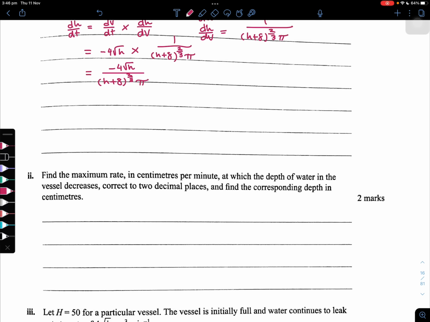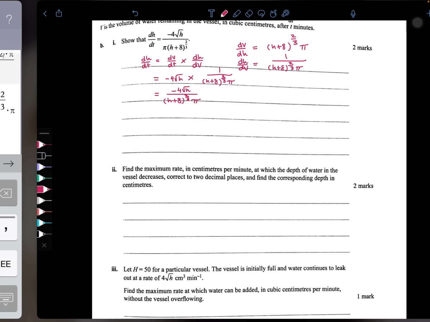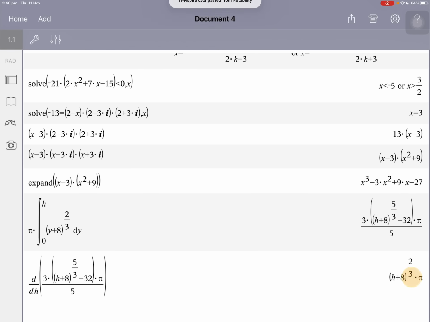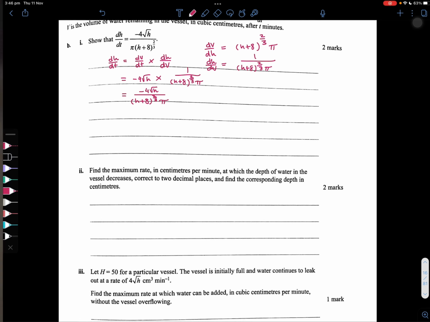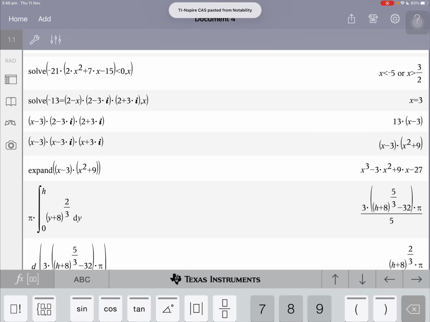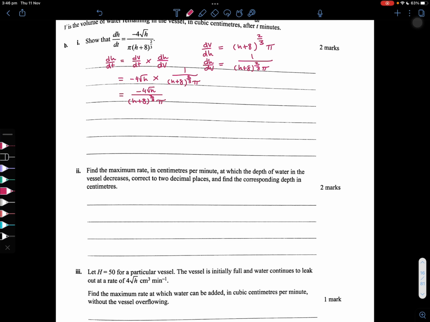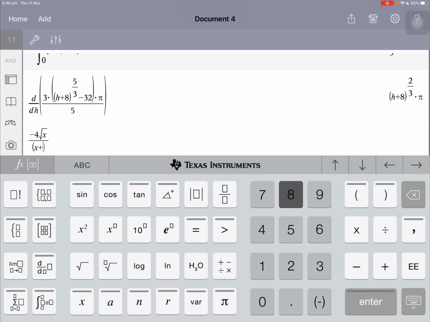Nice. Find the maximum rate in centimeters per minute at which the depth of water in the vessel decreases, correct to 2 decimal places, and find the corresponding depth in centimeters. Okay, so all I would do for this is literally just graph it and just analyze the graph. So we have negative 4 root h. I'm going to be using x's just so we can graph it easily. Negative 4 root h, and on the denominator it was, oh, what we had there. Okay, so let's go back. And on the denominator is (h plus 8) to the power of 2 on 3.